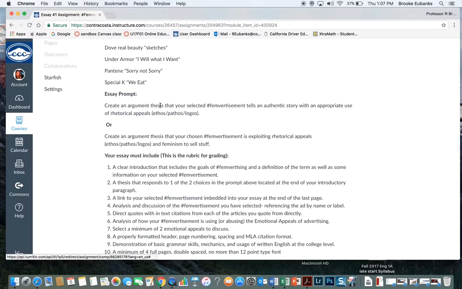An appropriate use of rhetorical appeals means that the femvertisement is balanced. We have pathos, of course, emotional appeals to nurture in the same Always Like a Girl ad, emotional appeals to protect, to love and affection, and emotional appeals to belong, to be part of the group that fixes these inequities in our society.